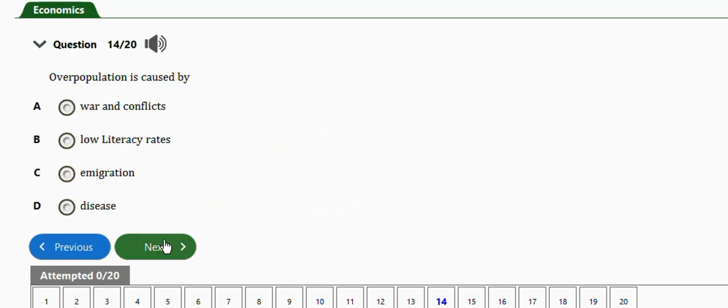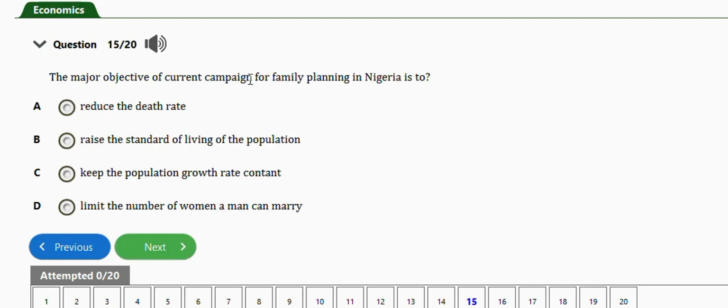Next question. It says overpopulation is caused by war and conflicts, low literacy rates, immigration, disease. So the right answer to this question is option B. Low literacy rates can cause overpopulation. When people are not informed, it can cause overpopulation. Next question. It says the major objective of the current campaign for family planning in Nigeria is to reduce the death rates. Okay, option A.